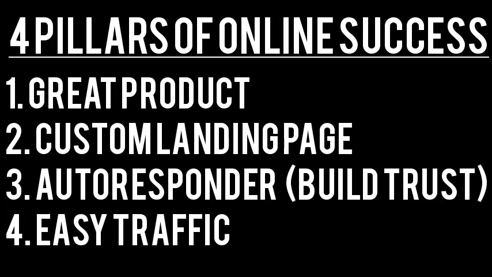So I just want to go over again, just the 4 pillars of online success that we've gone through in this entire video series. First, you want to have a great product to promote. Secondly, you want to have your own custom landing page so that you can separate yourself from the competition. Thirdly, you want to have a great autoresponder so that you can start to build trust and build a relationship with your list. And then fourth, you want to have easy traffic that you can get at any time so that you can start to build your list as early as tomorrow, even if you wanted to.